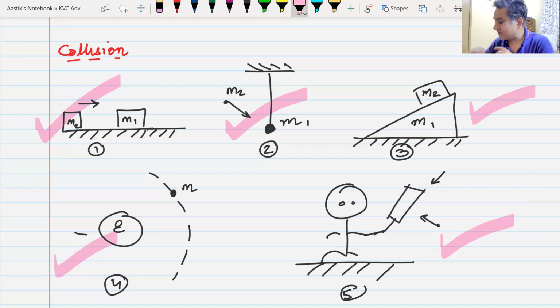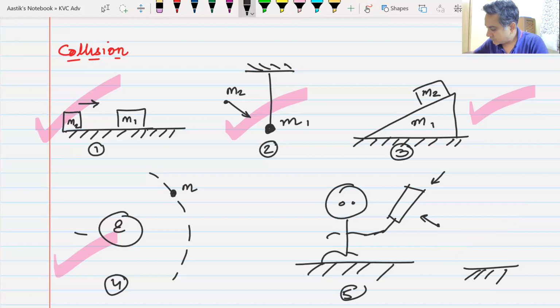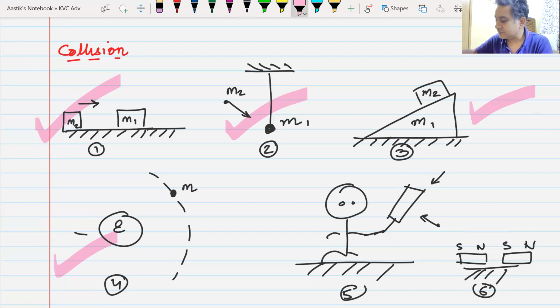You can make case number 6 as well. Case number 6. We have one magnet, north and south. We have one more magnet, south and north. This is also a collision. Case number 6 is also a collision.